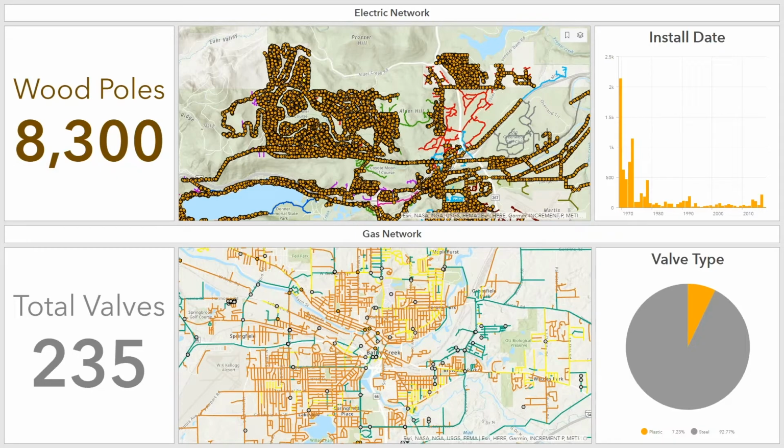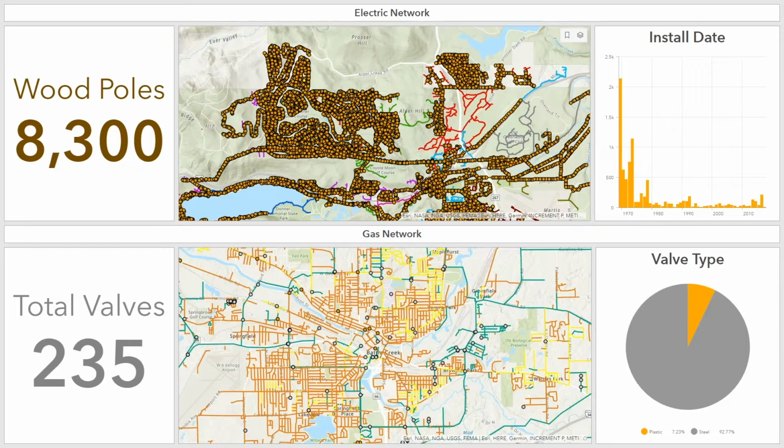So here we can see, with our electric network, where we have our circuits and our poles, and the same thing with the gas network. We see our mains, our pipes, and valves. And then we can even start to do some quick reporting off of that. So I can see how many wood poles I have, how many valves I have, the install date for my poles, I get a nice breakdown, and then the valve type, right? So how much is steel compared to plastic.